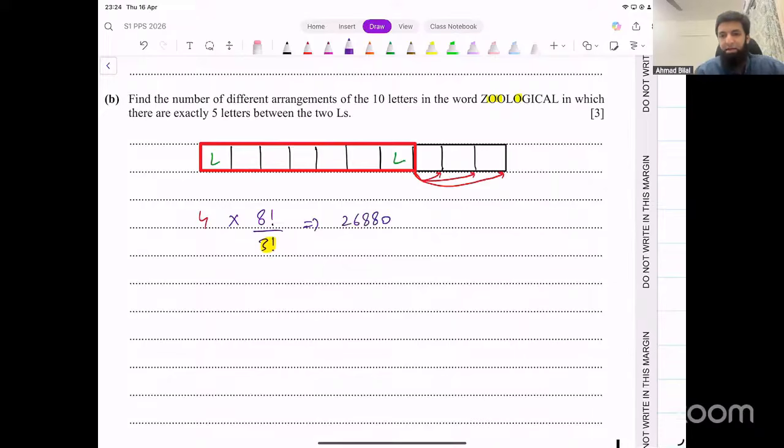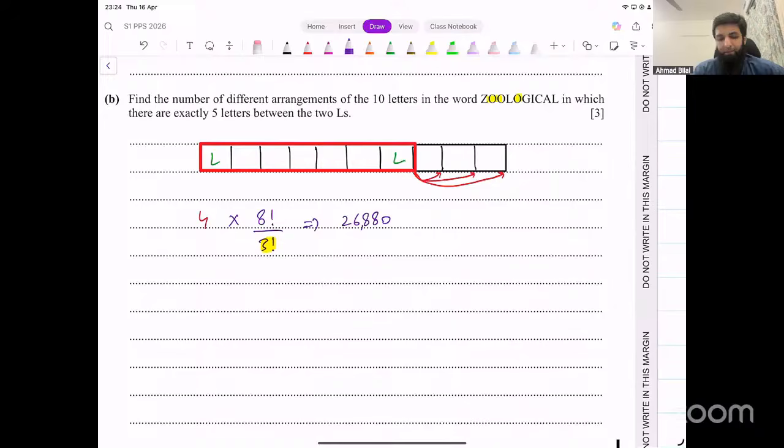Right? This is again a standard question that we've done many times before as well. In recent papers, it comes again and again. In all the recent papers, actually, in every session, you'll find this question.